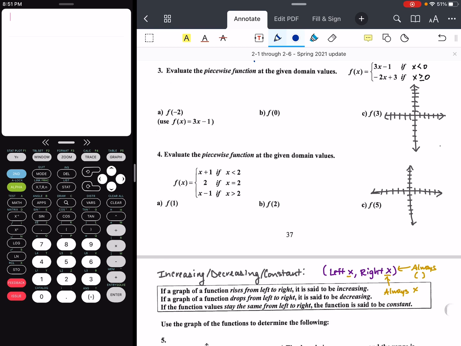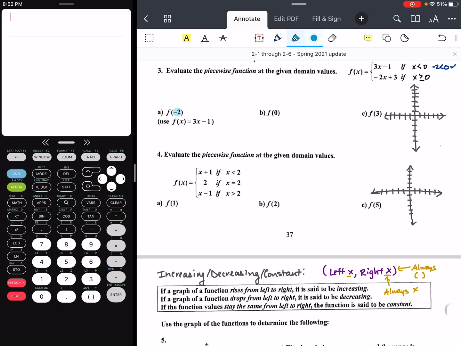So when we're evaluating these functions, first what we have to look at is what's our x value and which part of the domain is that x value in. So if we look at f of negative 2, we've got two choices, either x is less than 0 or x is greater than or equal to 0. And if x equals negative 2, then it's true that negative 2 is less than 0, right?